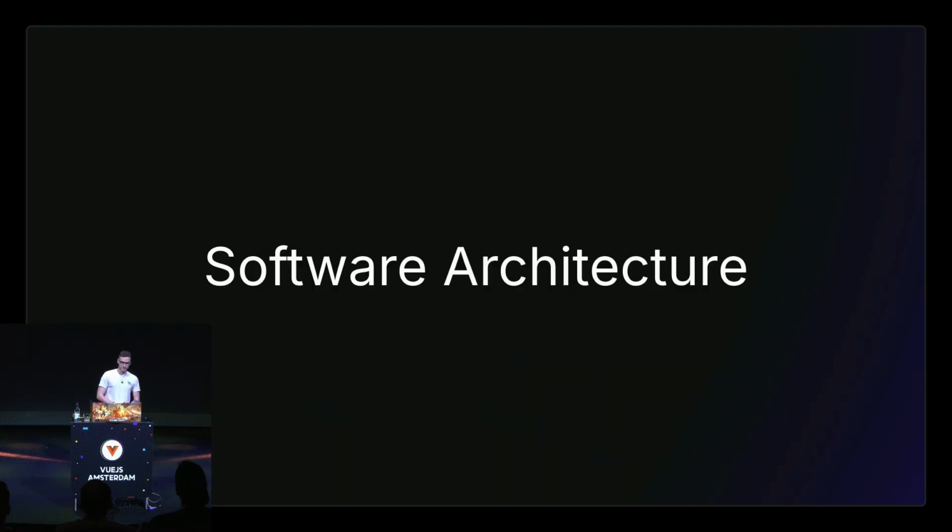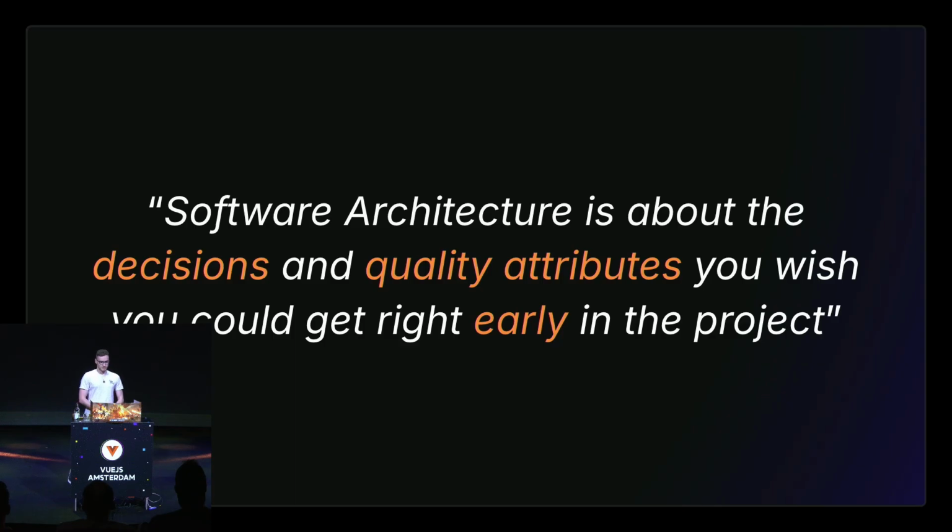But before we dig deeper into Dungeons & Dragons, let's address the dragon in the room and talk a bit about software architecture. So software architecture is about decisions and quality attributes we wish we could get right early in the project. Decisions are the things that we perceive as difficult to change over time, while quality attributes could be performance, scalability, accessibility. Early, probably before the project starts.